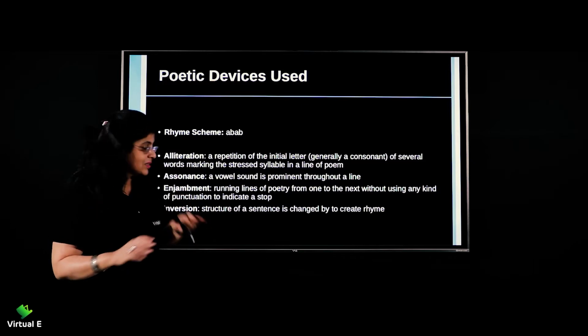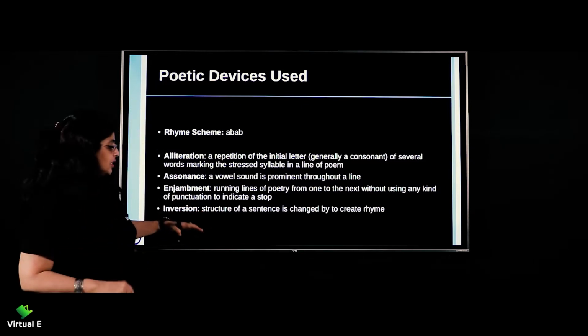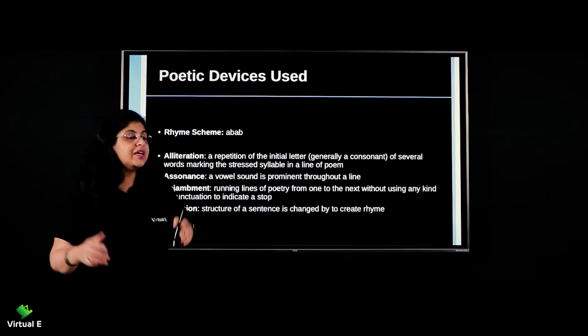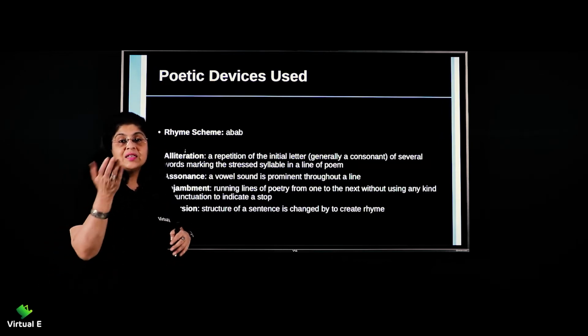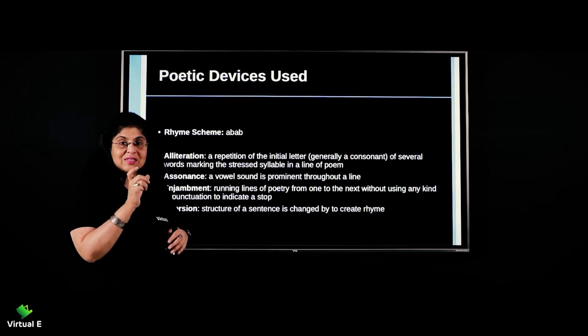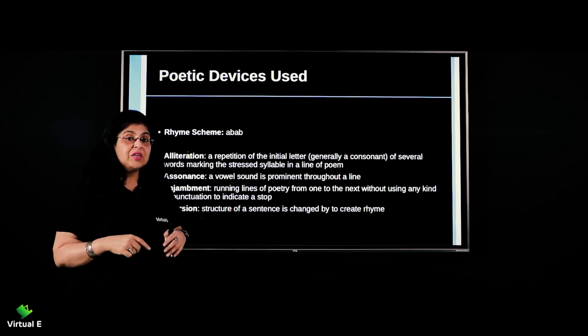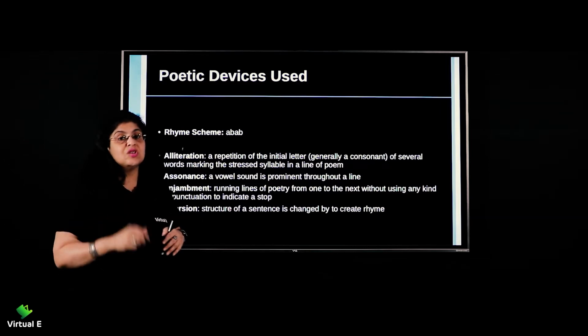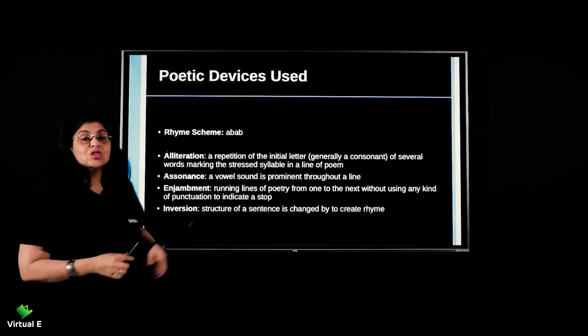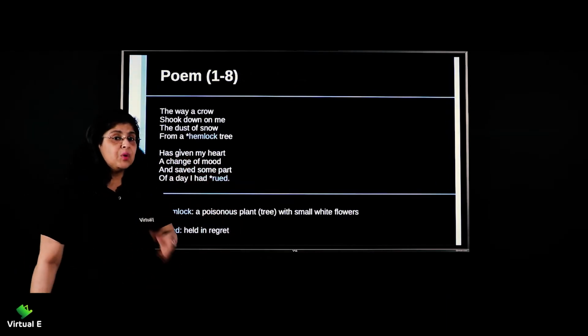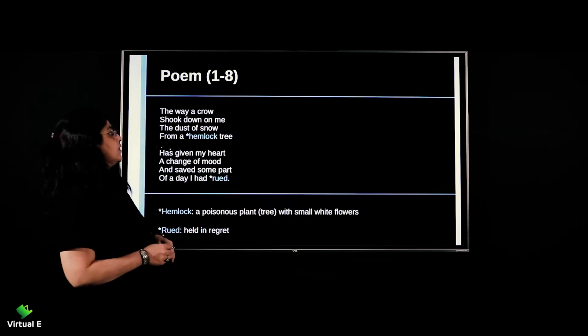So, relax. And inversion. The structure of a sentence is changed to create rhyme. You want to rhyme the last word with the word of the previous line, so you change the structure of the sentence, and so it is called an inversion. So don't worry, as we get to every line, every poetic device, it will be way clearer.